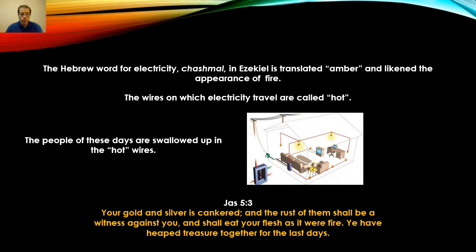We see that in James. Your gold and silver is cankered, and the rust of them shall be a witness against you, and shall eat your flesh as it were fire. Ye have heaped treasure together for the last days. Look around you, they have heaped treasure together for the last days. They are swallowed by things that consume their flesh as it were fire. The wires are not fire, but they're called hot, as if they were. And we are swallowed up in that. We know that these are the last days because they have heaped treasure together for it.